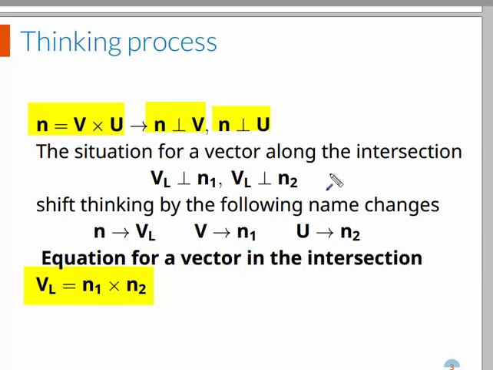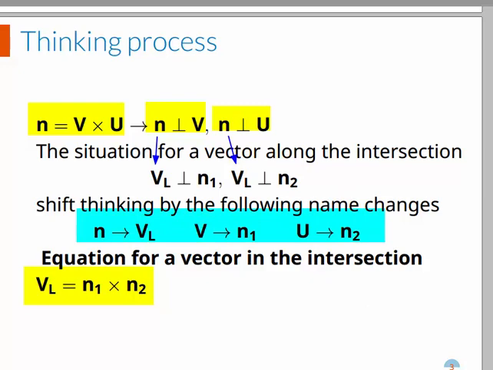Now these equations are lined up for a reason, so that you can see how to make a substitution in terms. So the normal is perpendicular to v, and the normal is perpendicular to u. Well, VL is following the same rule. It's perpendicular to two vectors. They just happen to be n1 and n2. So we're going to replace the n here by the vector in the line. Then these other vectors are being replaced by n1 and n2. And that's what's being shown here.